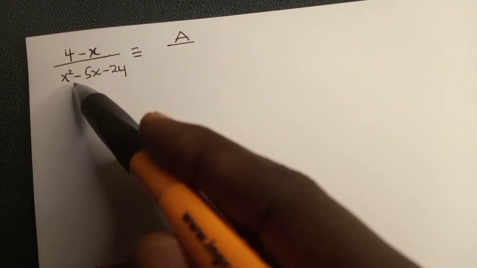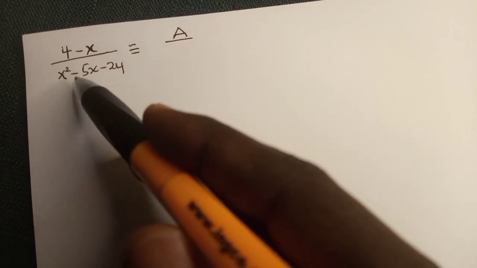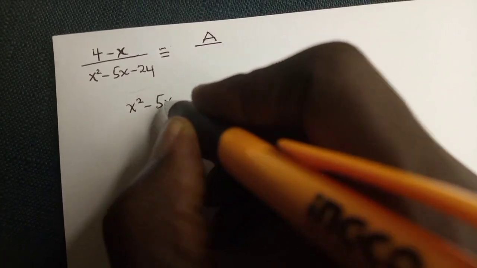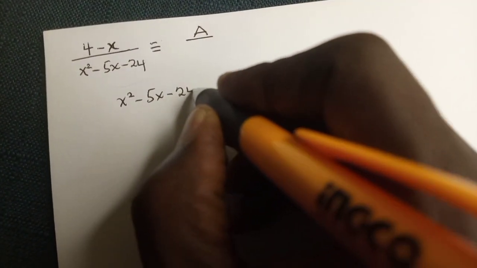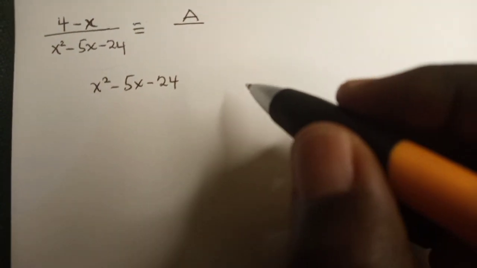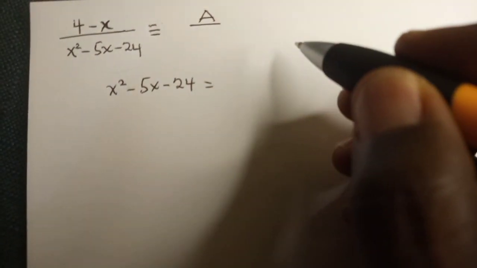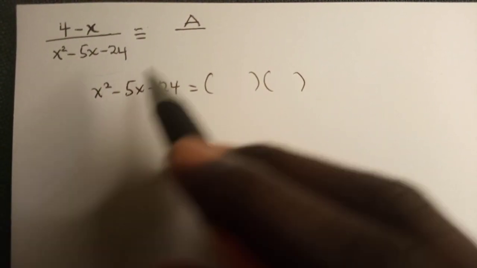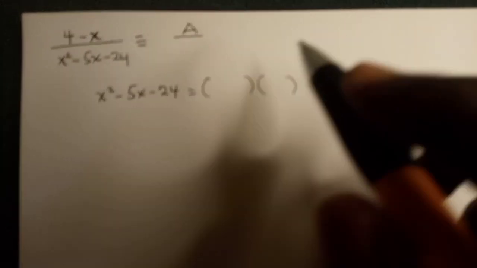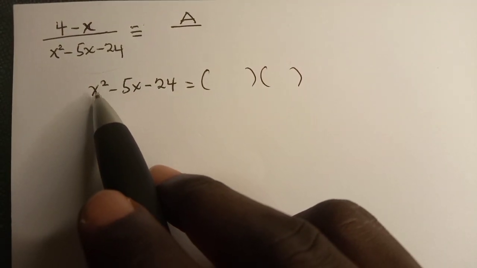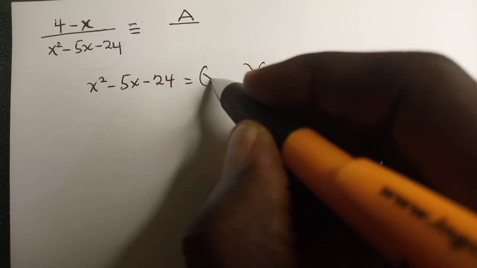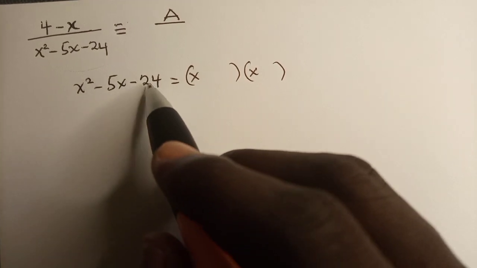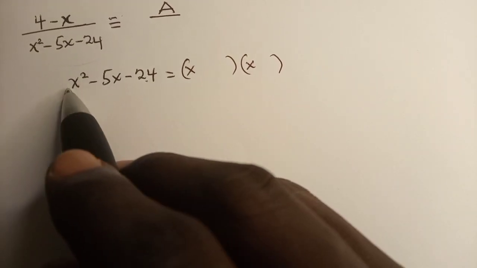So first we can try to factorize this denominator. We have x squared minus 5x minus 24. That could be factorized in a simpler form by bringing two brackets. X squared, so you introduce an x in the first bracket and another x in the second bracket.